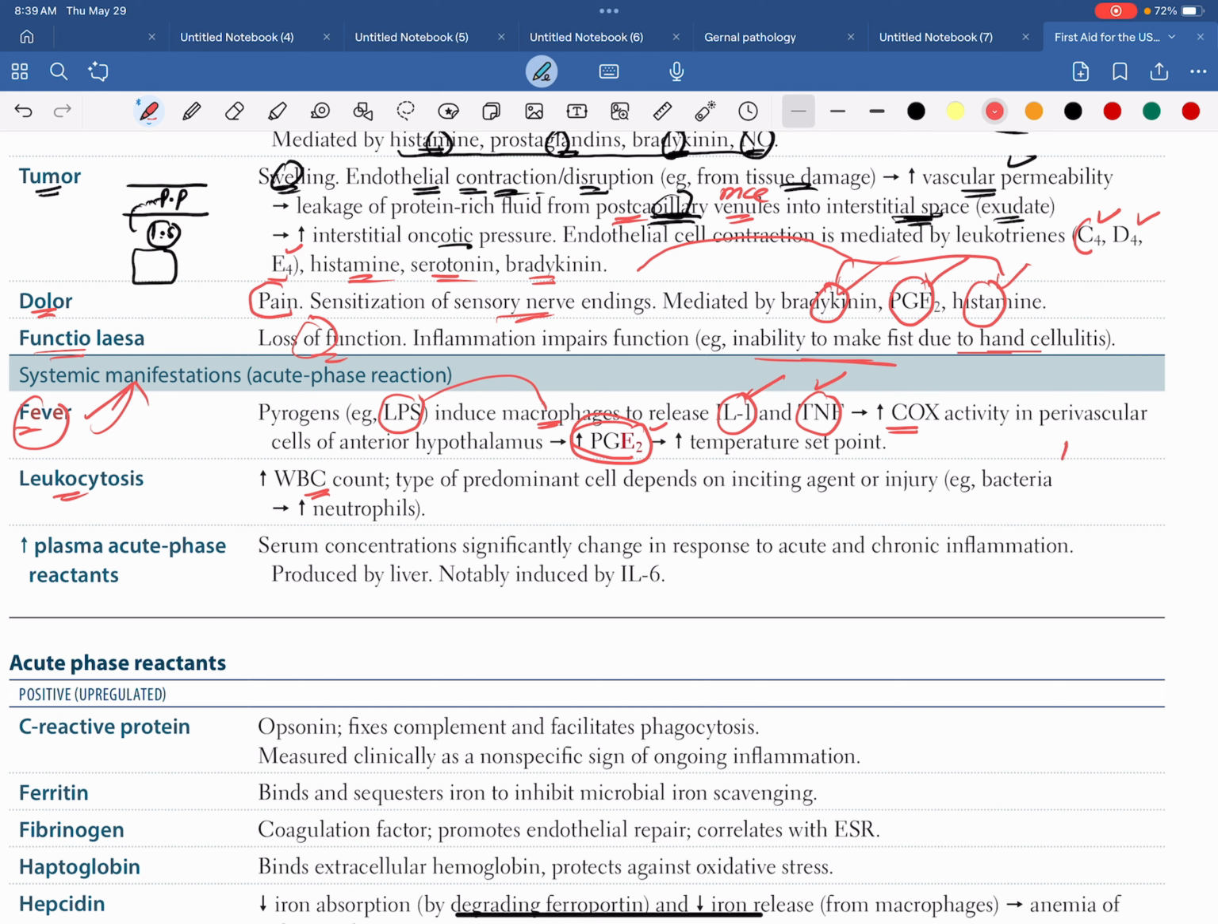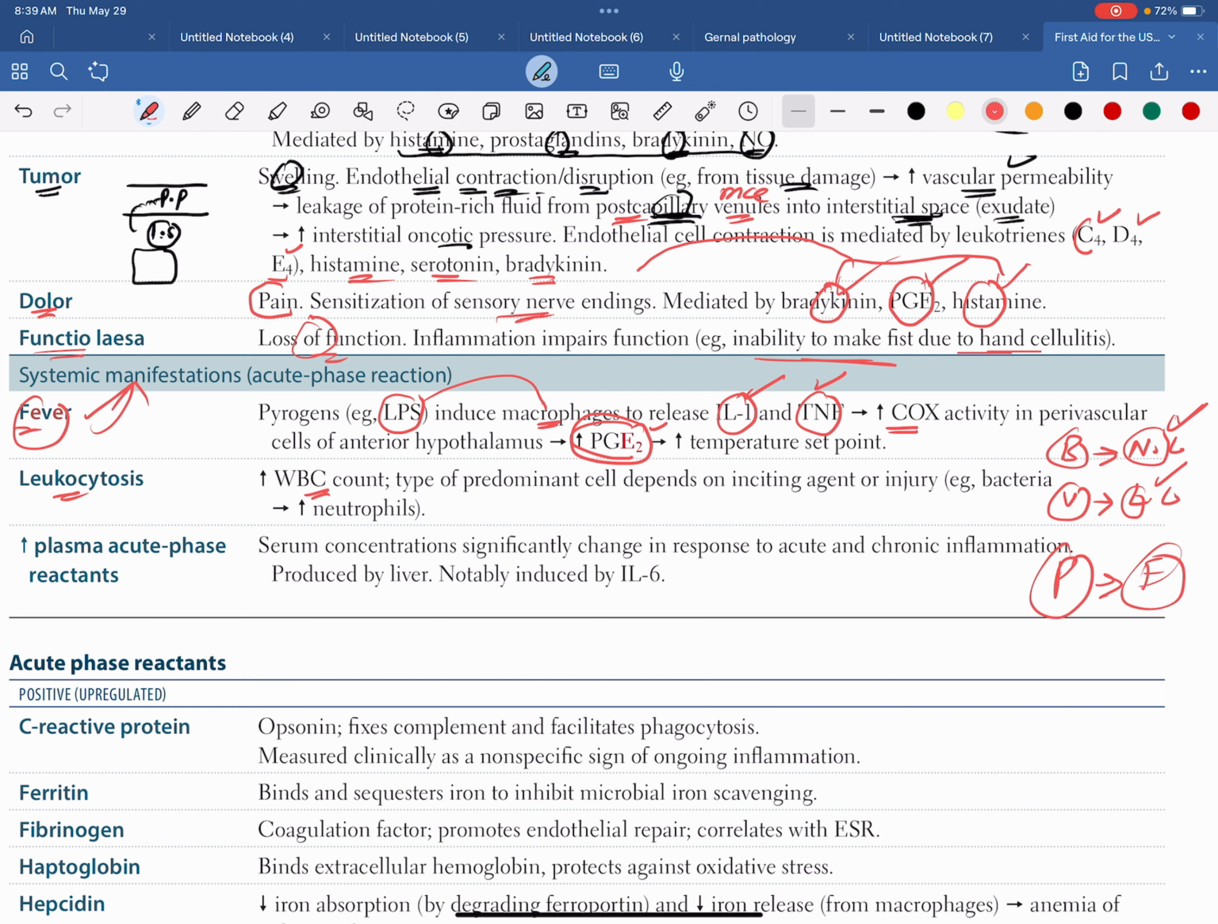Like if you have a bacterial infection, you will get neutrophil leukocytosis. If you get a viral infection, you get lymphocytic leukocytosis. So it means it is a specific type of systemic manifestation which can be produced in each inflammation. If it is a bacterial infection, you will get the neutrophil cell count high. You guys have to remember this, because the predominant type of cell depends on the agent or injury. Like if it is bacteria, you will get the neutrophil count high. If it is a virus, you will get the lymphocyte count high. If it is a parasitic infection, you will get the eosinophil count very high.